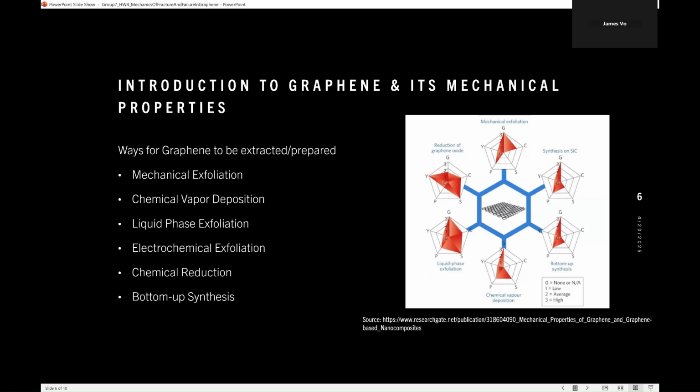Chemical vapor deposition involves the growth of carbon atoms that nucleate onto a metal substrate after hydrocarbon molecules decompose. Chemical reduction is a process where solvents and surfactants like water or oil are combined to suspend single layers of graphite oxide sheets. The image provided shows a grading system of each preparation method where G equals graphene quality, C is the cost of production, S is the scalability, P is the purity of the product, and Y is the yield.